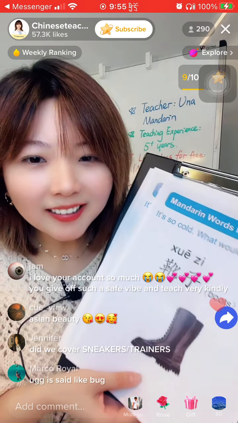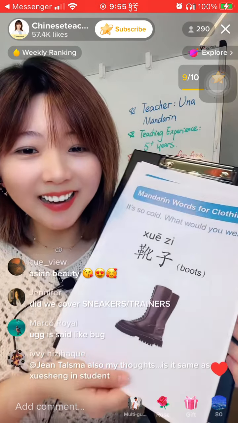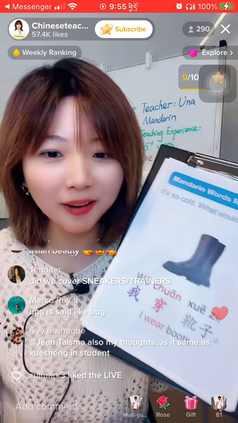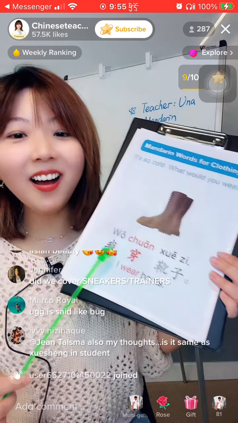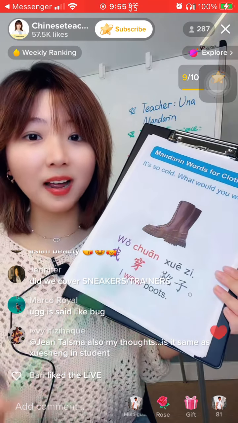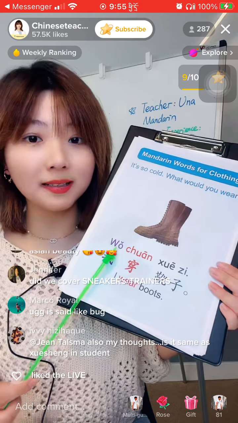Is it called UGG? I don't know how to pronounce that, but I believe you know what I'm talking about, right? So it's pronounced UGG. So that brand, UGG, is also called 靴子.